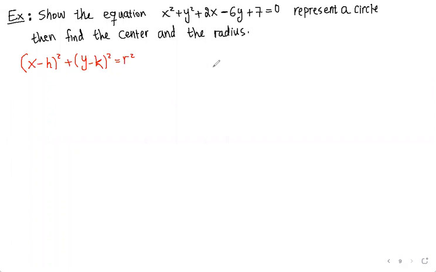Can I move the 7 towards the 0? Yeah, pass it to the other side. Okay, then what do I have to do? This is a good idea. Subtract 7 on each side. So he said, move the 7 here to the other side by subtracting 7 from both sides. So I get x squared plus y squared plus 2x minus 6y equals 7.